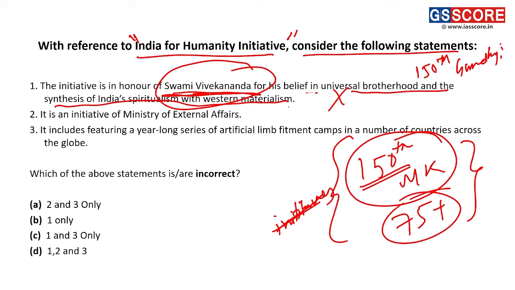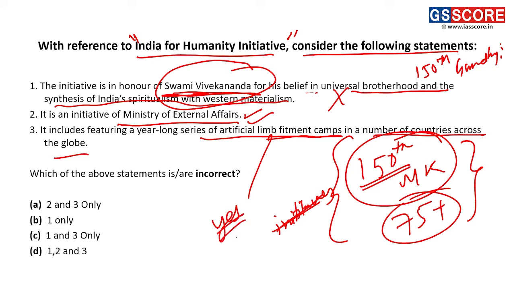It is an initiative of Ministry of External Affairs. Well, that is correct. It includes featuring a year-long series of artificial limb fitment camps in a number of countries across the globe. Yes, that is correct. If you look at Twitter, for example, and the pages and the Twitter handles of various embassies, it was very well publicized, right? So we need to find the incorrect statements, and it is the first statement that is incorrect. Hence, the correct answer for us would be option B.